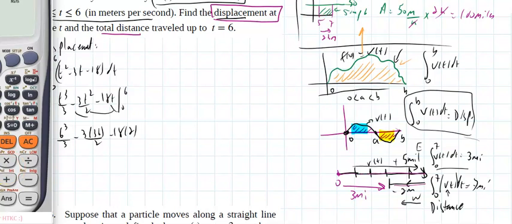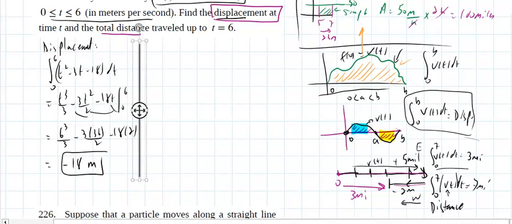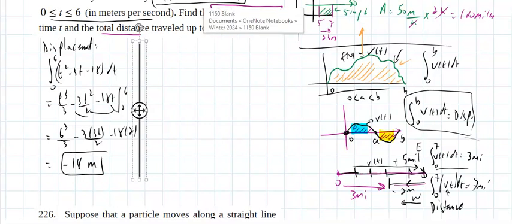6 cubed divided by 3 minus 3 times 18, or 36 divided by 2, minus... I'm getting negative 18. So with reference to where you started, you went in reverse more than you went forward. As far as displacement, based on where you started, you're behind or to the left. If you take east to be positive, you're west 18 miles from where you started.